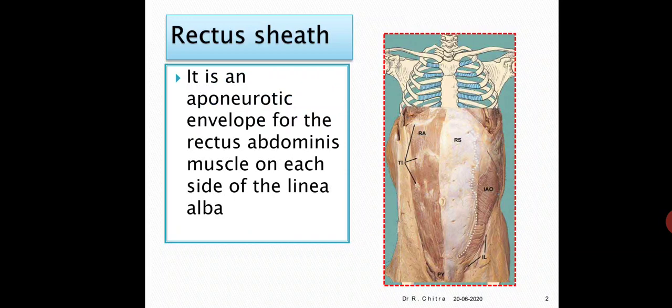So, in the image, you can see one side the rectus abdominis muscle is represented as RA and rectus sheath is represented as RS. So you can see the rectus sheath in the picture. It's an aponeurotic envelope for the rectus abdominis muscle on each side of the linea alba. Linea alba you can see in the midline of the anterior abdominal wall, and on each side this aponeurosis is present as if like an envelope for the rectus abdominis muscle.